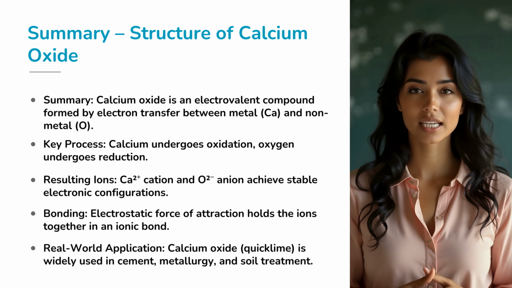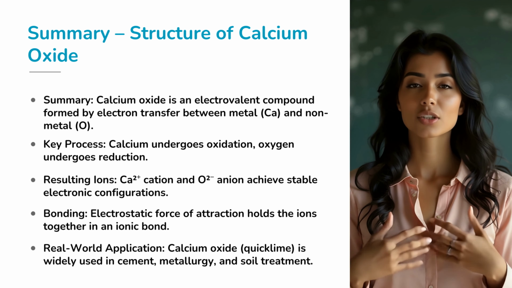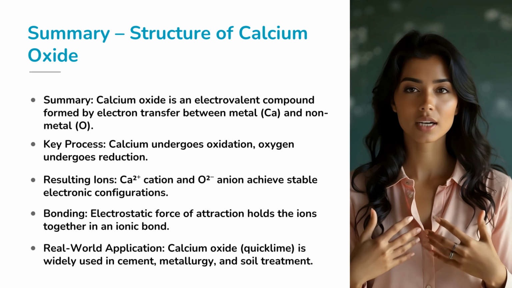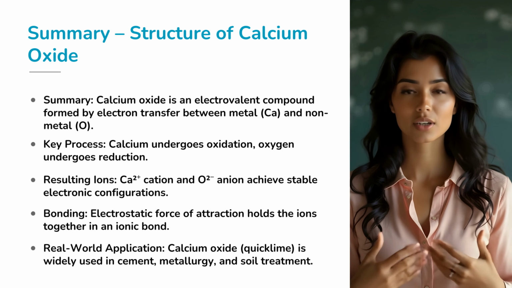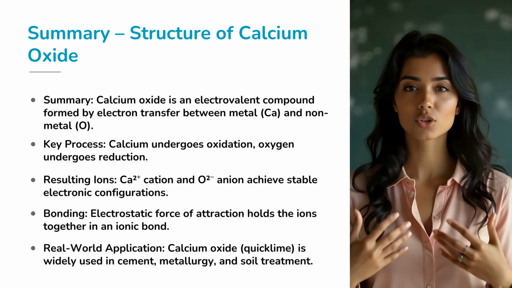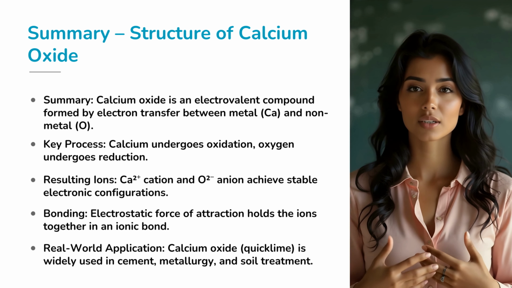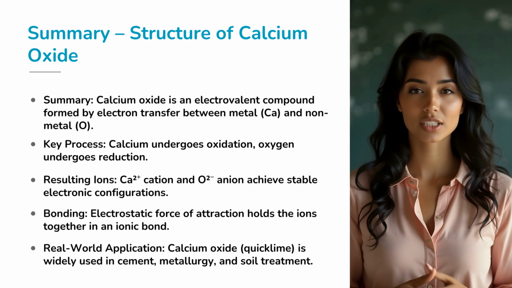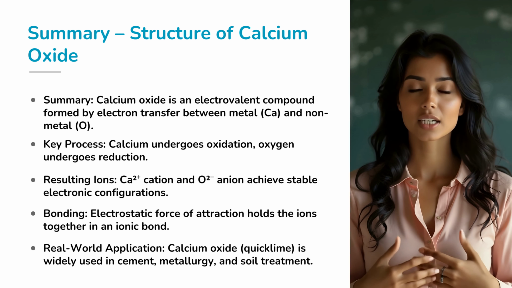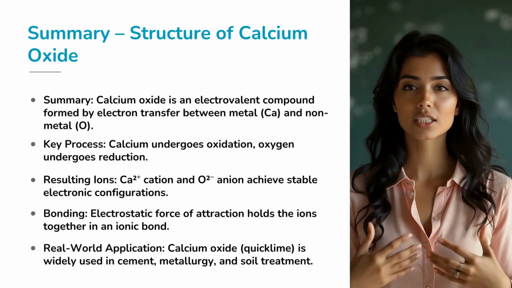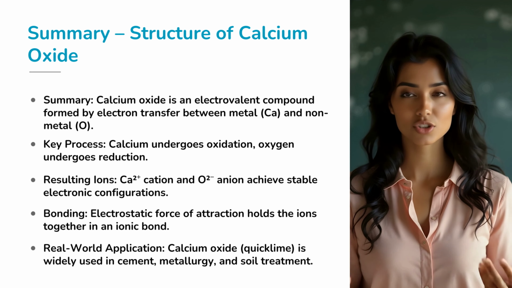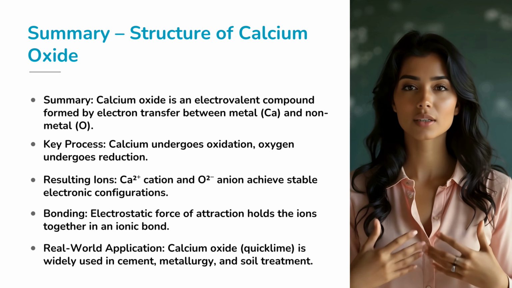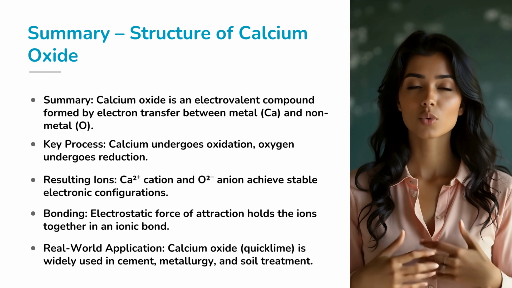So, to wrap it up, calcium oxide forms when calcium donates 2 electrons and becomes Ca2+, while oxygen gains 2 electrons to become O2-. These ions attract each other and form a strong electrovalent bond. Electron transfer, redox reactions, stable configurations, all in one elegant process. And remember, the CaO we've been talking about isn't just theoretical. It's used in cement manufacturing, steel purification, and even in treating acidic soils in agriculture. Chemistry like this truly powers the world around us.